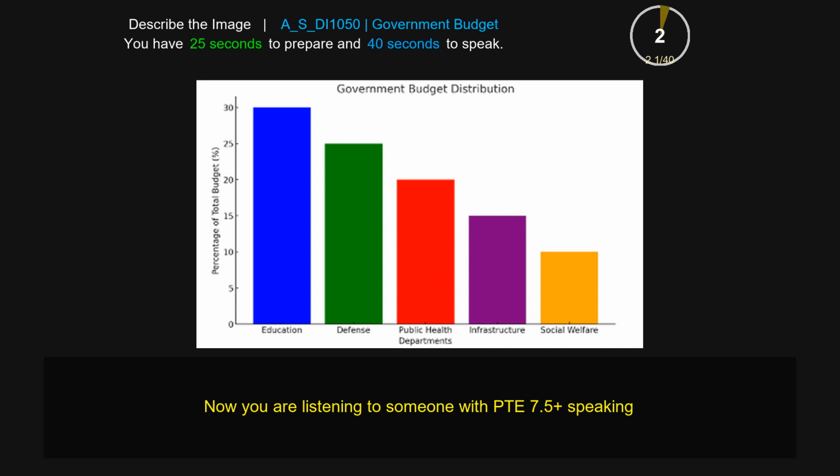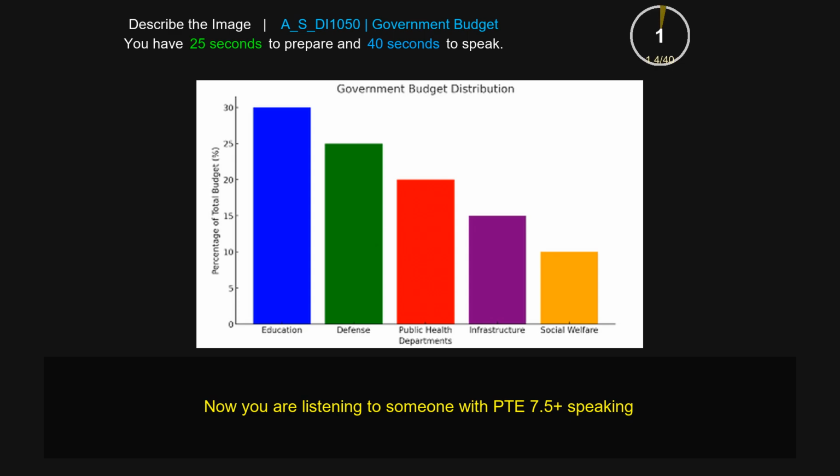The image is a picture of a bar chart that provides information about government budget distribution. It presents several important data such as percentage of total budget and also different departments in the government. The highest value is found in education, while the lowest value is observed in social welfare. In conclusion, this provides a clear summary and important insights of the information shown.